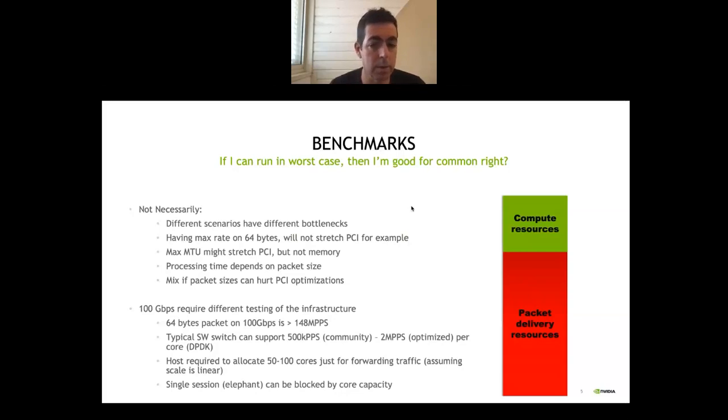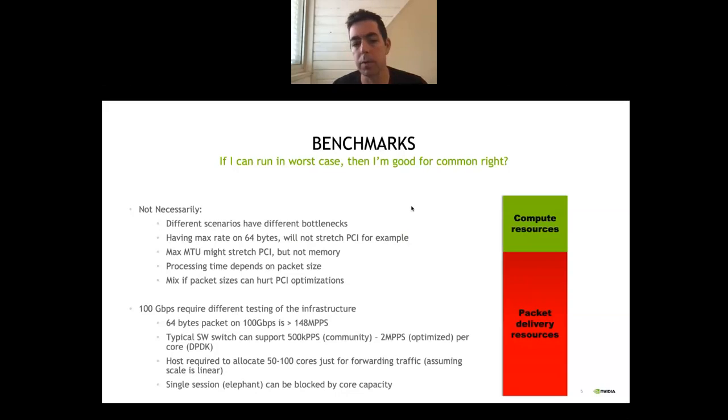For example, when you're testing 64-byte packets, we are not going to stretch the PCI. Okay, we're going to stretch the NIC maybe. What's going to be the blocker is the pipeline in the NIC, but not the PCI. When we are testing a max MTU size, we're going to stretch the PCI, mainly if we're looking at 100 gig. When you have a Gen 3 PCI, which is a little bit more than 100 gig, you're going to stretch that PCI. This might be your bottleneck.